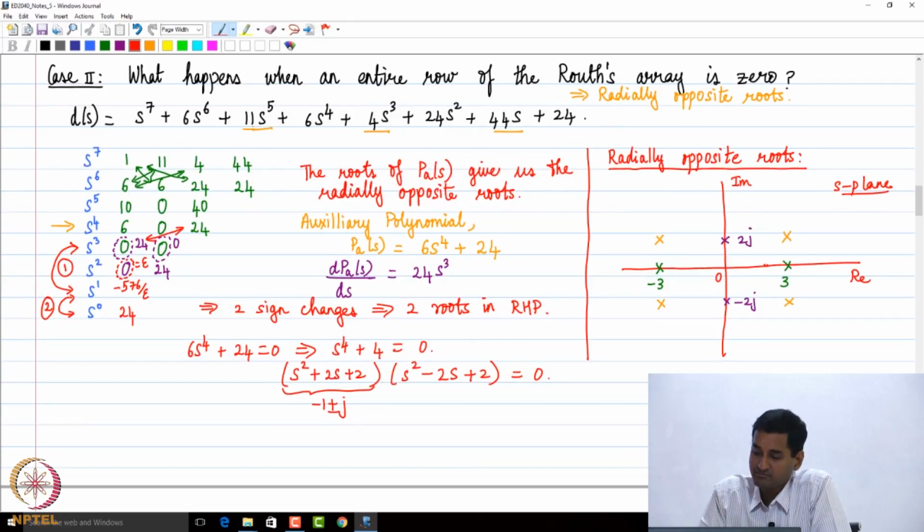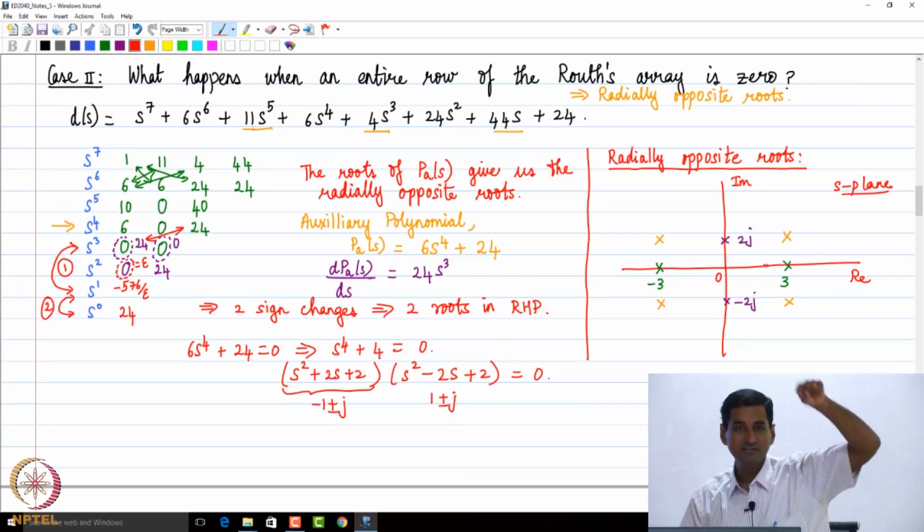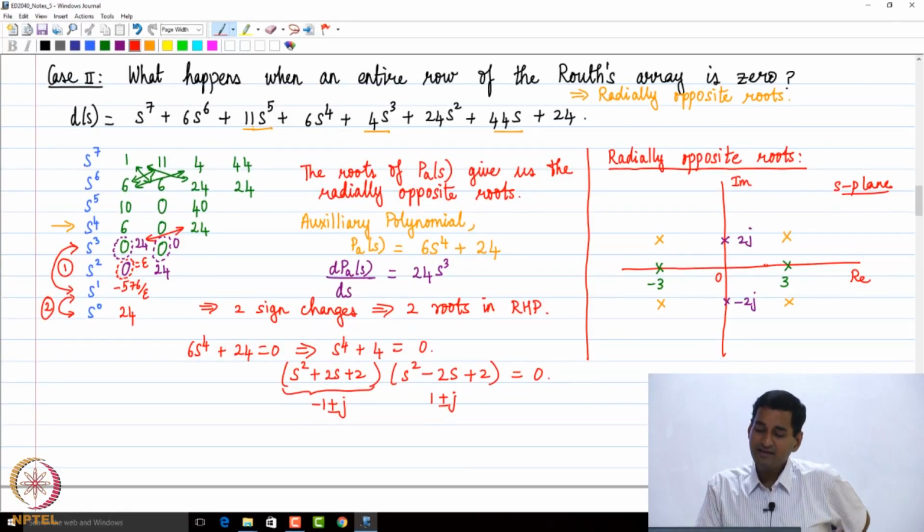-1 plus or minus j, right? So that's going to be 4 minus 8, you get -4. So this is going to be once again 4 minus 8, but this is going to be +1 plus or minus j. All right. So you see that we have a case where we have 4 roots at -1 plus or minus j and +1 plus or minus j, which are going to form a radially opposite set, right? So that's why we have this sort of an array.